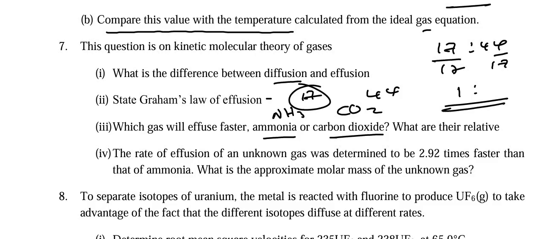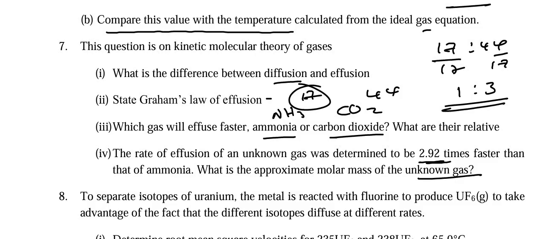2.588, so that's the same as 3 if you just round it off. So we're saying ammonia is 3 times faster than carbon dioxide, or carbon dioxide is 3 times slower than ammonia. So this is the ratio that we're going to get. Now here they are saying the rate of effusion of a known gas is determined to be 2.9 times faster than the rate of ammonia. What is the approximate molar mass of the unknown gas?